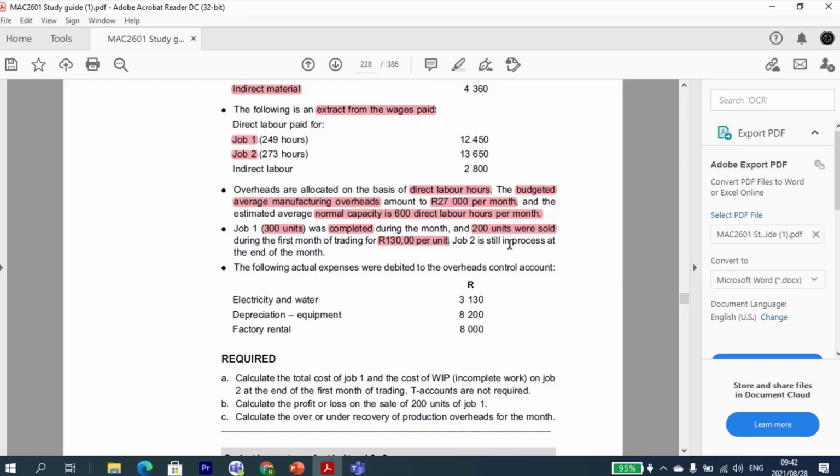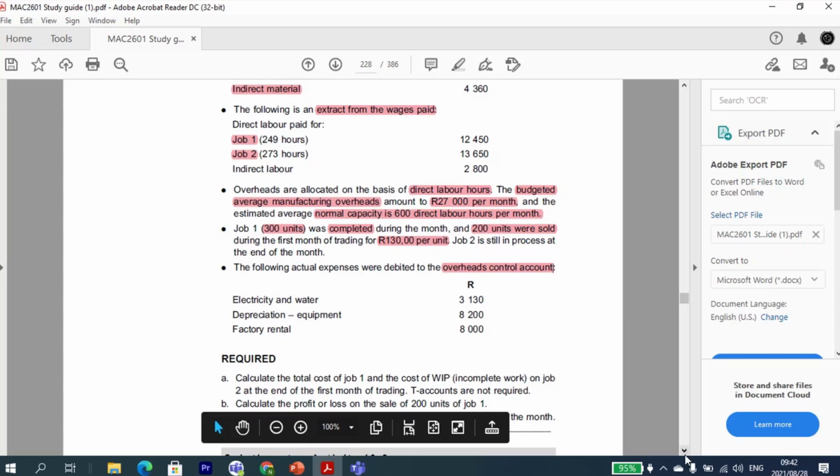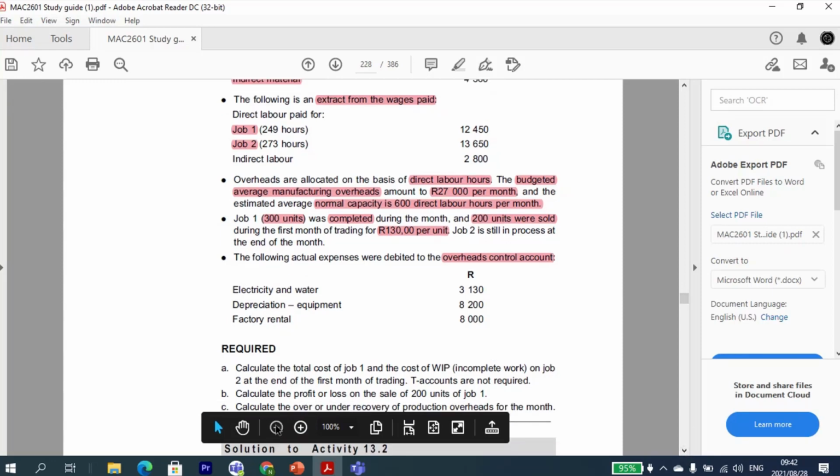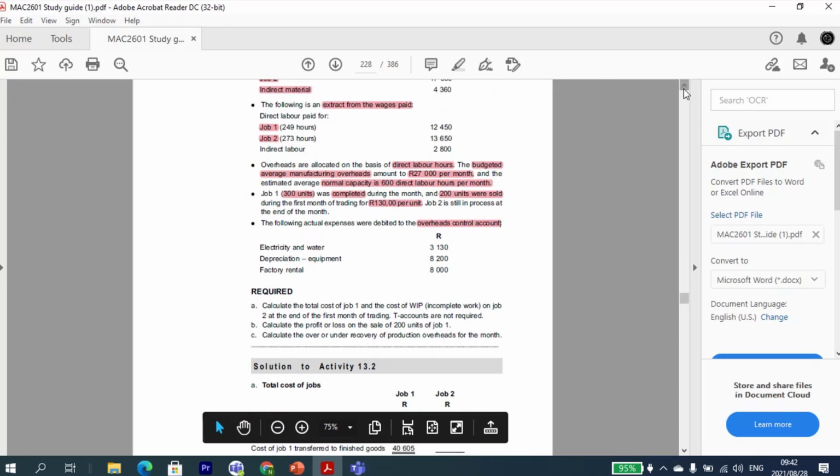Job 2, however, is still in process at the end of the month. So they don't tell you how much was completed. They only give you the material and the labor and the overheads, but it's not yet completed, so it's still a work in progress. The following expenses were debited to the overheads control account. There you go. So for overheads, you'll be given electricity and water, depreciation, and the factory rental. Okay, so let's just summarize before we look at the required.